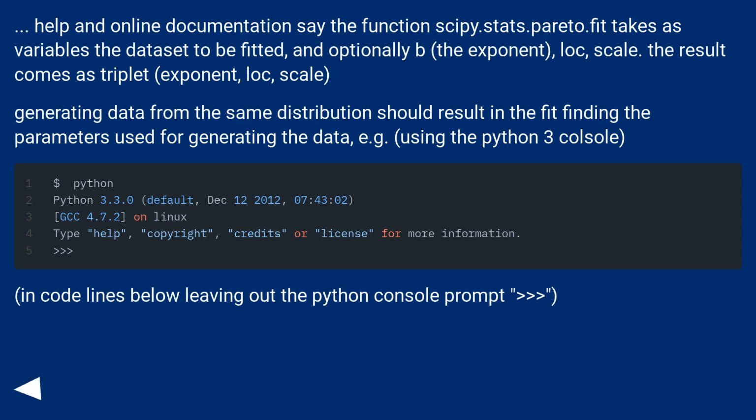Generating data from the same distribution should result in the fit finding the parameters used for generating the data, for example, using the Python 3 console. Enter the lines below, leaving out the Python console prompt.